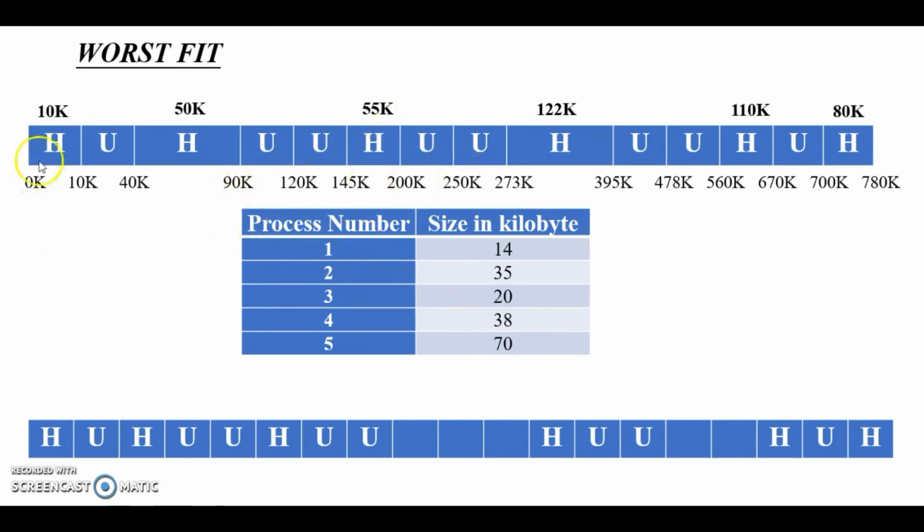We check the space of the hash, which one is biggest. Then we fit process 1 into the biggest hash. Process 2. We check again from the biggest space of hash to the smallest. So the biggest one is 110. 110 minus process 2 equals 35.